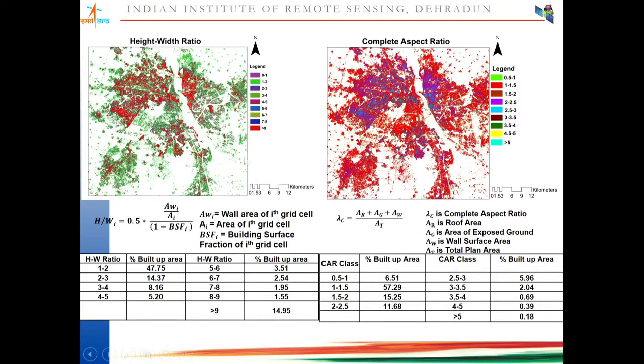Similarly, here you can see the height to width ratio of Delhi and its surrounding region, and most of the area is falling between 1 to 2, 3, up to 4 or 5 height to width ratio, and a very small percentage is falling beyond that. And if we look at the complete aspect ratio, we can see that most of the values are falling within the range of 0 to 2.5.